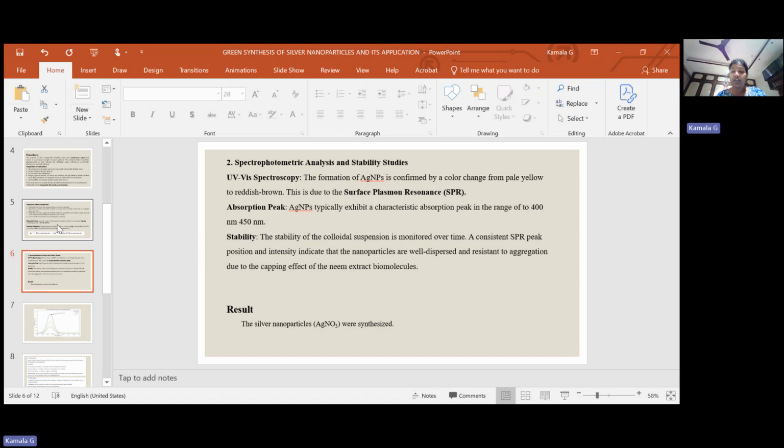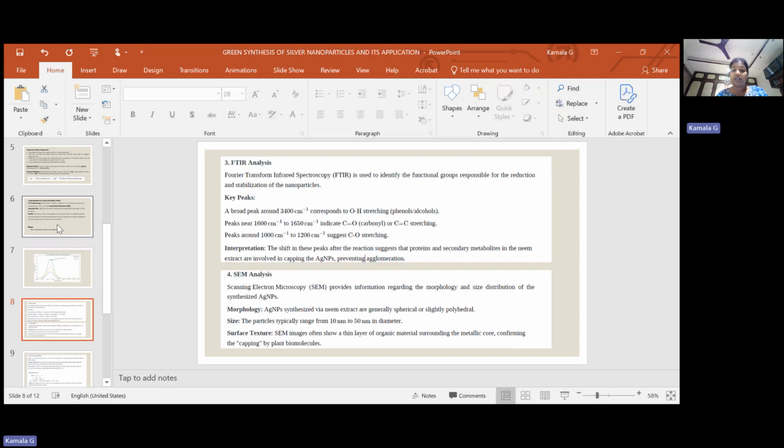time course. So once you get a narrow, sharp peak at 400 to 450 nanometers, then these are good nanoparticles. They are resistant to aggregation due to the capping effect of the neem extract biomolecules. Now we have synthesized the nanoparticles.